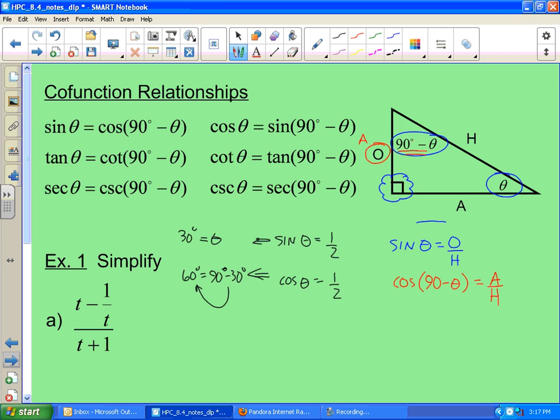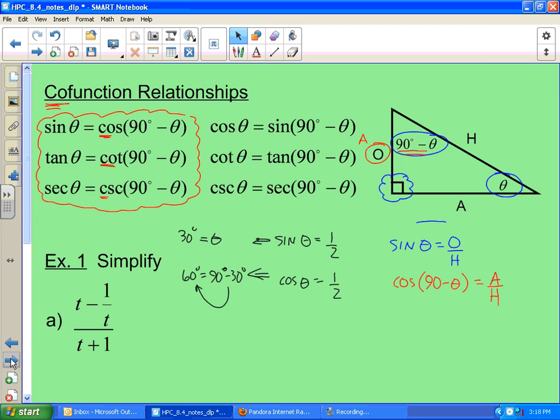The other thing that might be worth mentioning here is this idea of the prefix. We have co here. So we have a sine and a cosine. They go together. A tangent and a cotangent. A secant and a cosecant. So that's how we know which ones go with which. And really, you probably just need to know these three, because you can develop the other three, again, simply by switching the function that's with the 90 minus theta. All right, so those are our cofunction relationships.